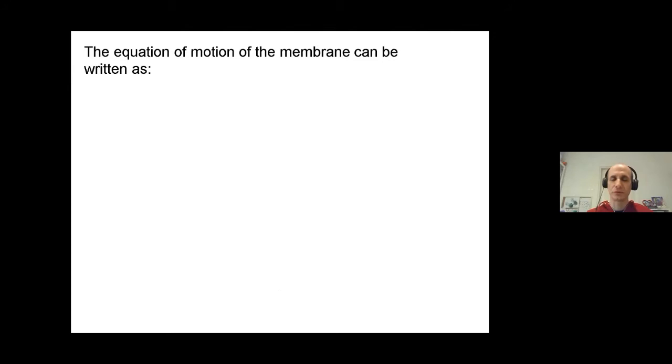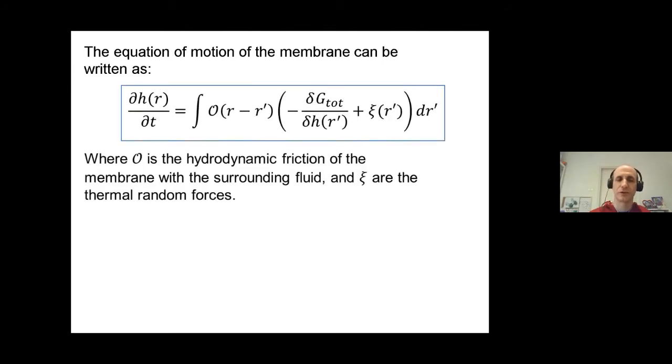So the equation of motion for the membrane can be written in the following way. The rate of change of the height field is dependent on the forces, and the forces are the restoring forces that come from this variation of the free energy, which we just discussed in the previous slide, and any other forces that we want. And of course, this can stand for all the random forces, the noise forces that we will discuss, be it active forces or thermal forces.